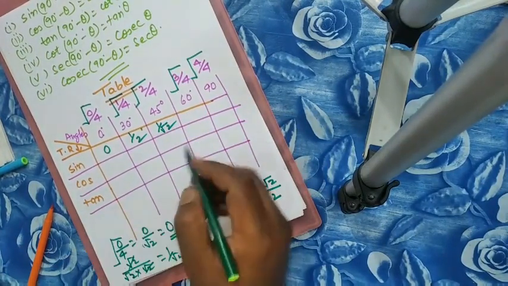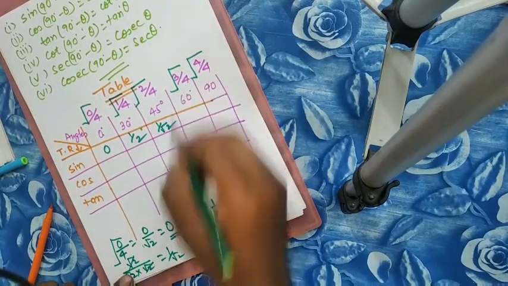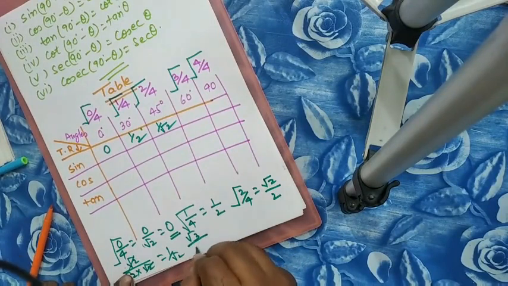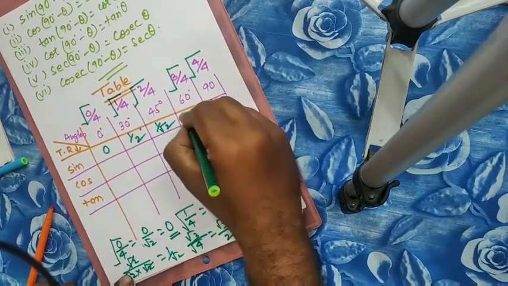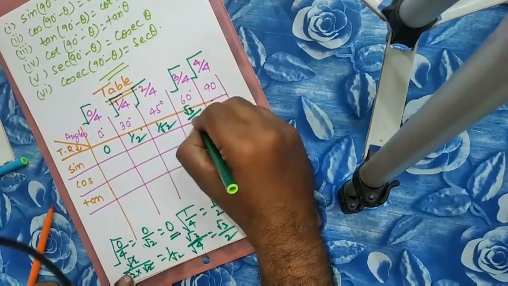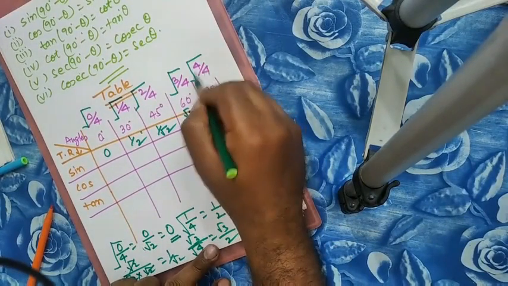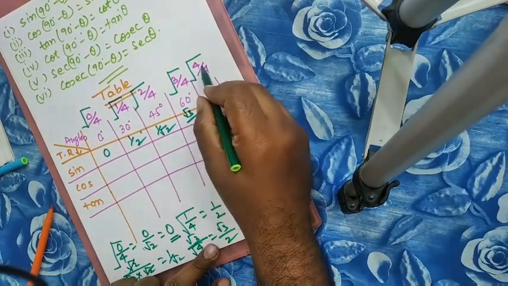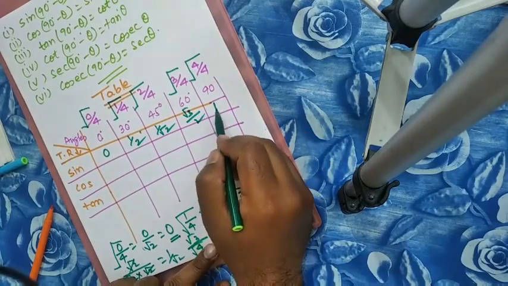Like that only sin 60. Sin 60 means root 3 by 4 is written here. So we will calculate it. Root 3 by root 4, that means root 3 by 2. It is the value of sin 60. And 4 by 4, that means it will be cut here and it will be 1, and under root 1 is equal to 1. So we can write it here 1.